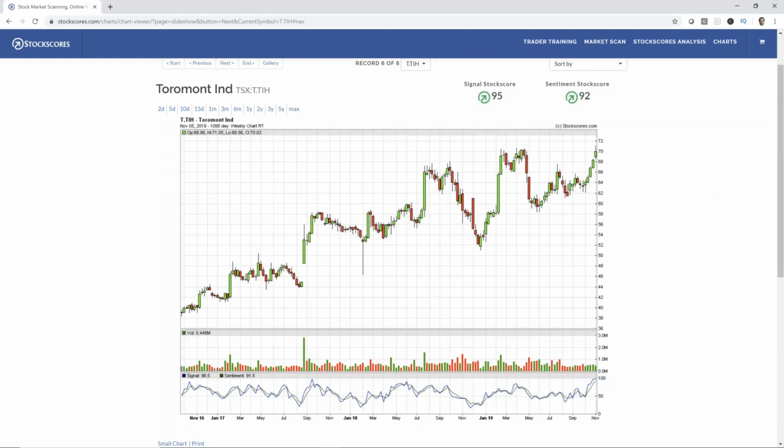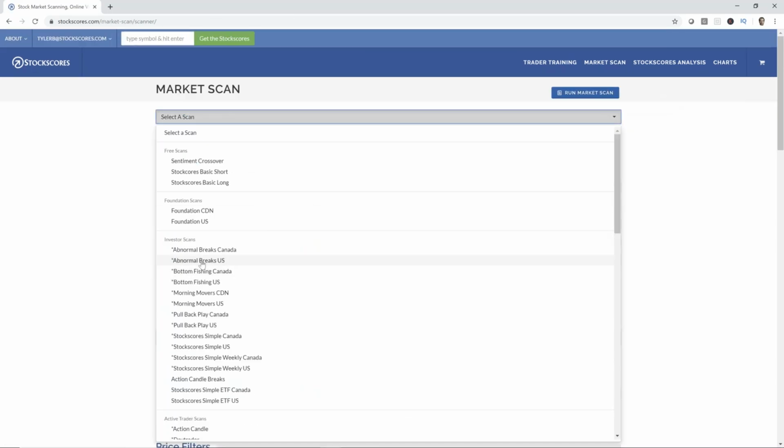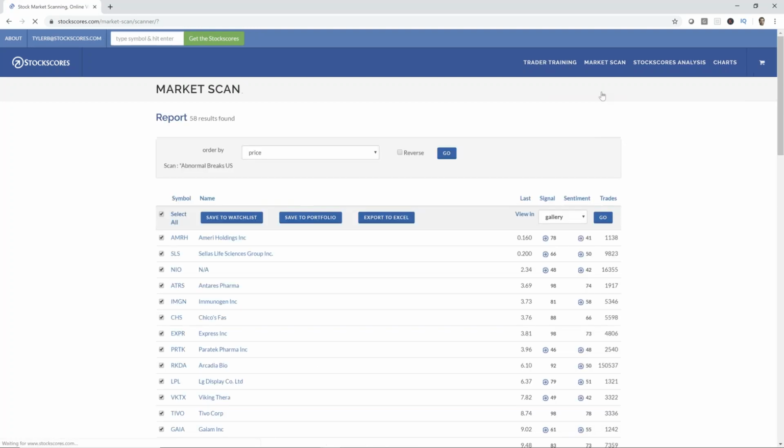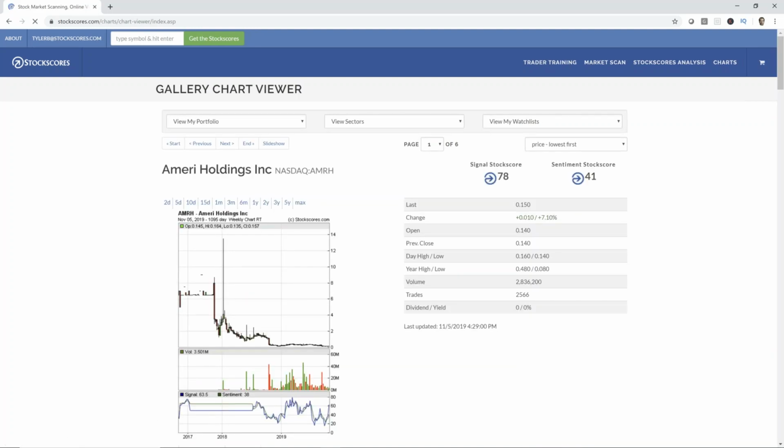So next one. I don't see a good pattern here, so let's run this scan now on the US market. Because I want to go through them a little quicker, I'm going to use the gallery viewer. Gallery viewer allows us to go through 10 charts per page.